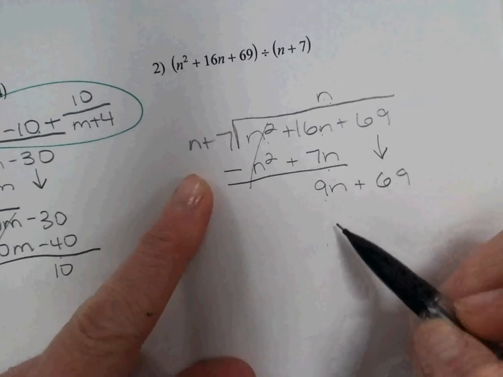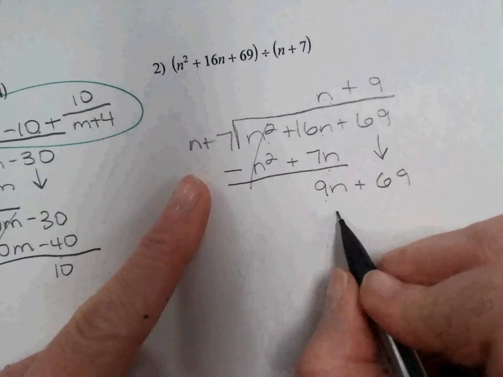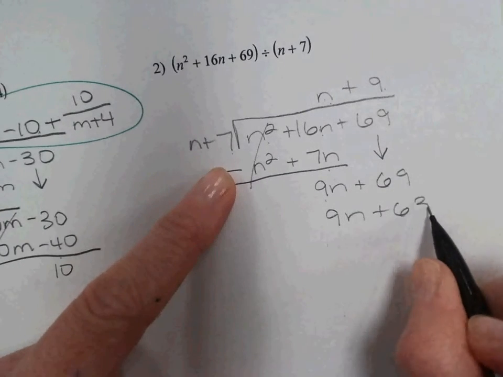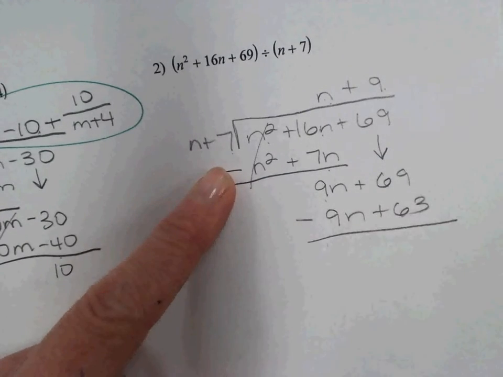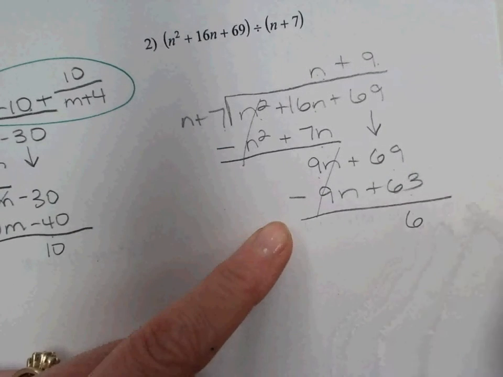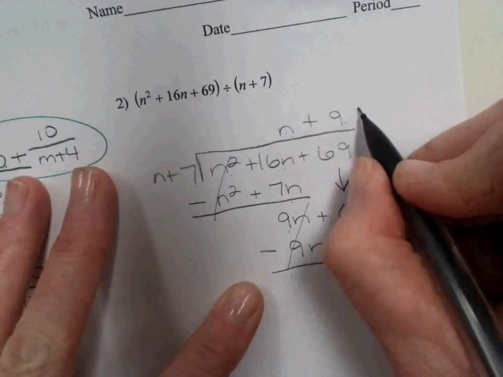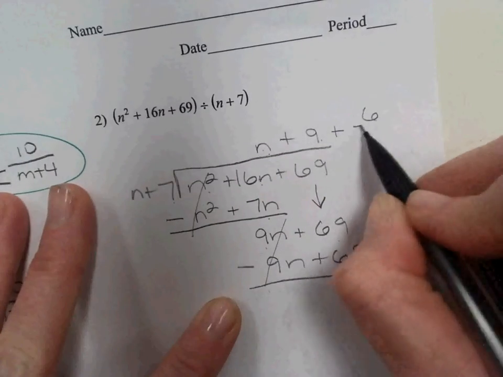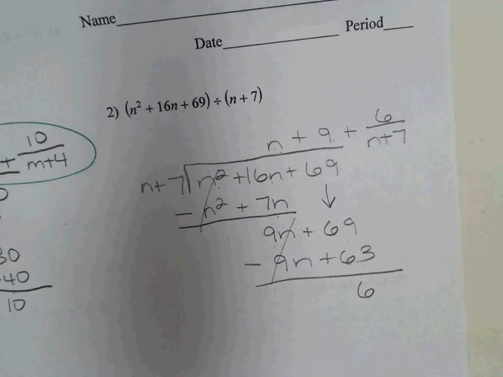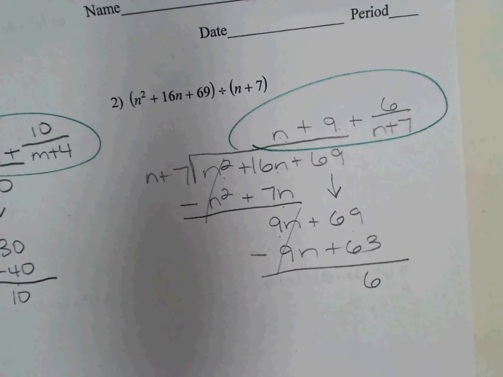So what times n is 9n? 9. So 9 times n is 9n, and 9 times 7 is 63. Subtract. First terms go away. 69 minus 63 is 6. It's a positive 6, so we write plus 6 over n plus 7. That's it.